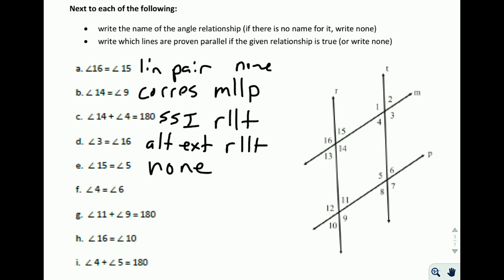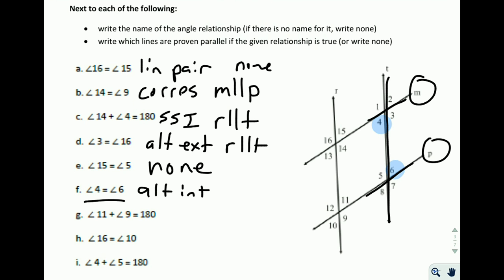Number 6, we have angles 4 and 6. We have opposite sides of the transversal line and inside the potentially parallel lines. That is called alternate interior angles. And alternate interior angles are supposed to be equal. These two are equal, and so we would say that it makes the lines that the transversal cuts across parallel. So M is parallel to P.